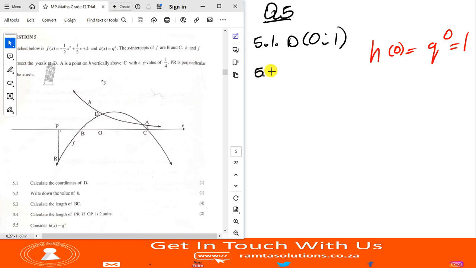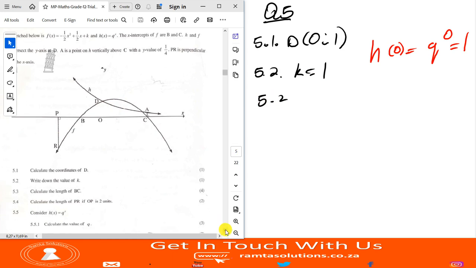5.2, write down the value of K. The value of K is 1, because it is the y-intercept of f as well. So K is equal to 1, okay? Perfect. So you have 2 marks so far.